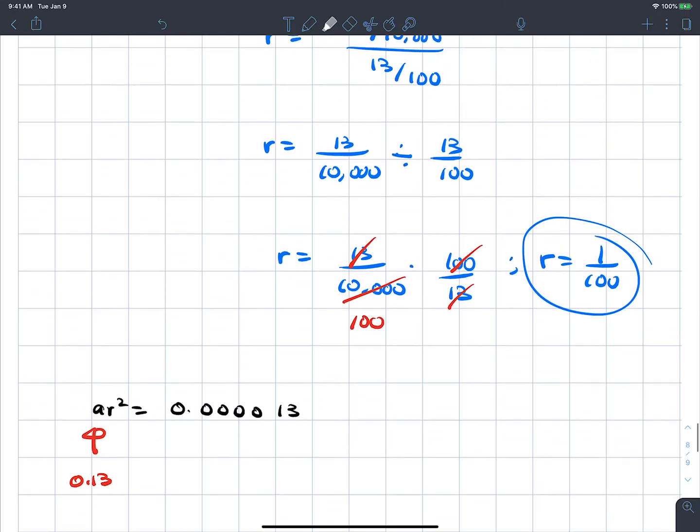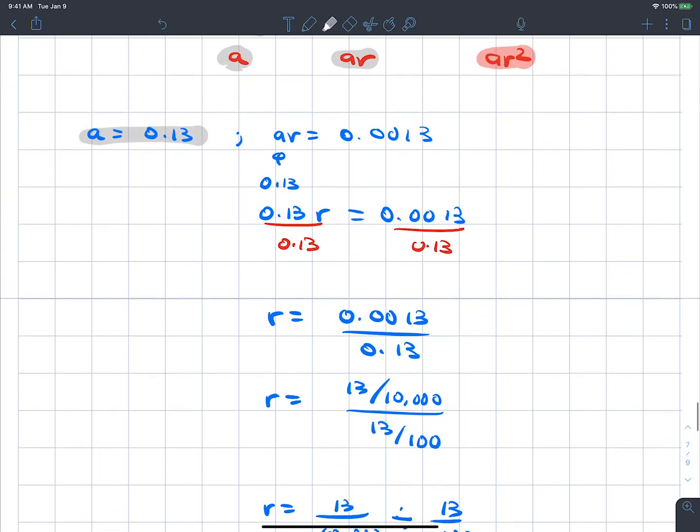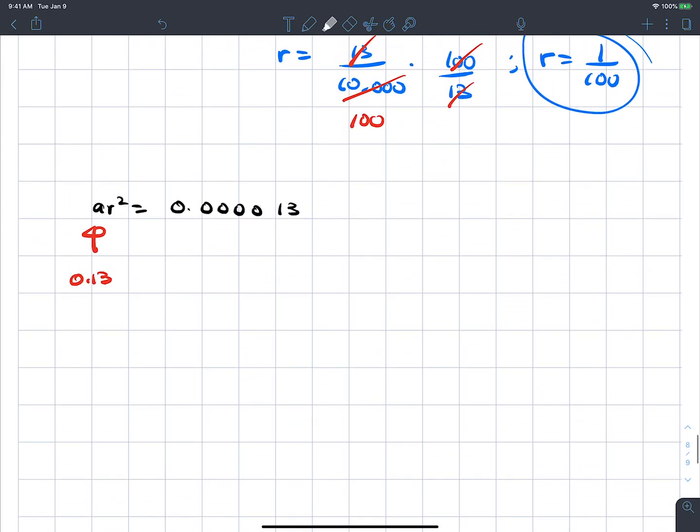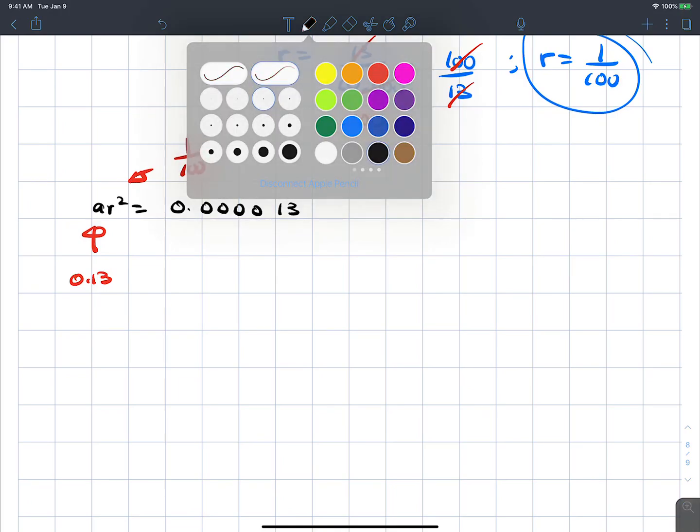And we have r squared. And you go, what's r squared here? Or what's r? Oh, we found r. Sorry. R is right here. So we're going to plug in for r, 1 over 100. And here's what this gives us.